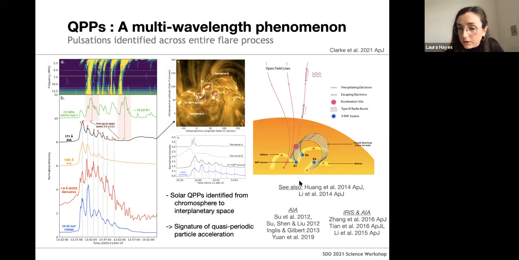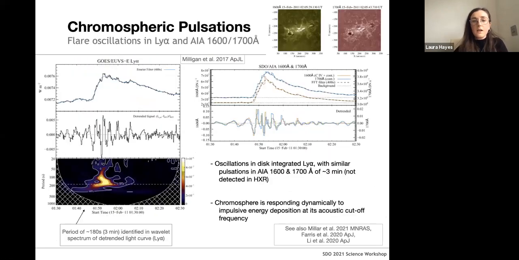And again, I want to reference all of these papers. There's been an awful lot of work done comparing AIA observations with radio observations, with hard X-ray observations, and really with IRIS observations too. We've seen an awful lot of pulsations identified in chromospheric emission. And also going back to chromospheric emission, it's not just related to this non-thermal particle acceleration.